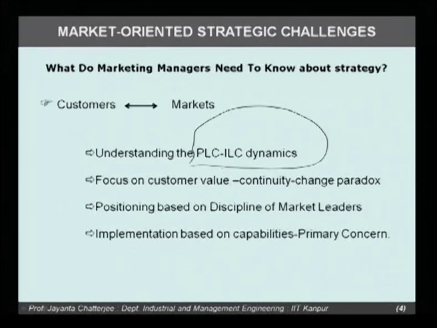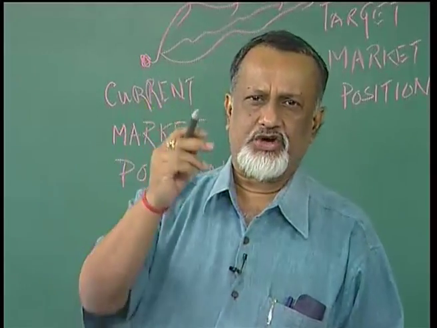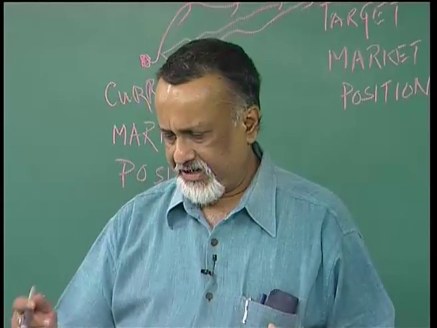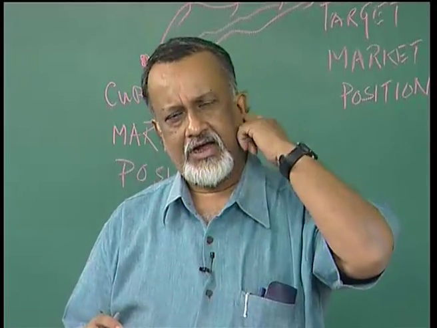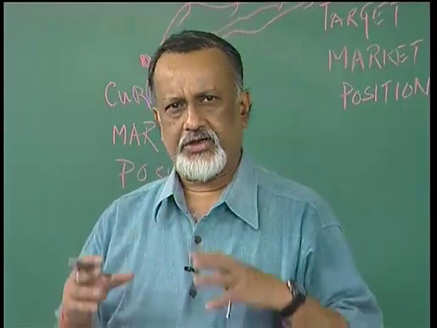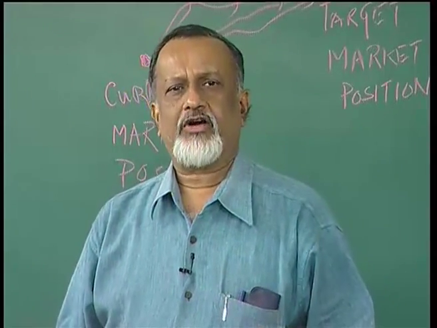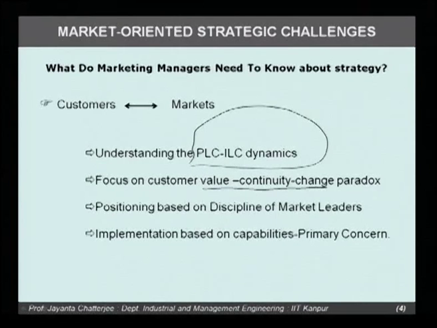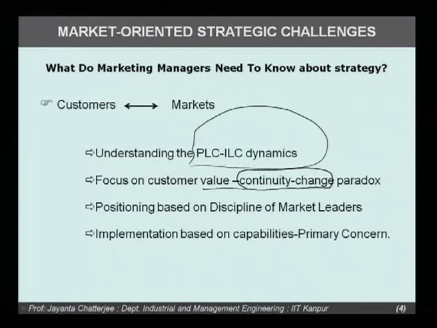So, this understanding of the product life cycle position, the industry life cycle position and the market characteristics in the geography in which you are making your strategic plan is the key responsibility of the marketing team, to bring this knowledge and interpretation to the overall strategists of the organization. Another interesting point is this continuity and change paradox.